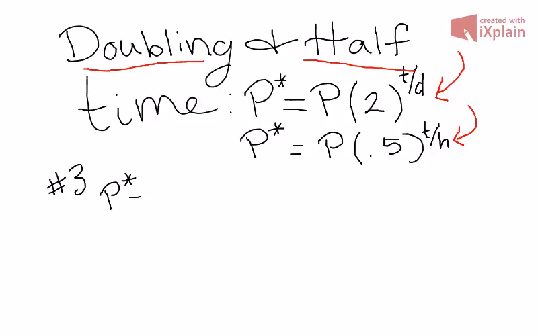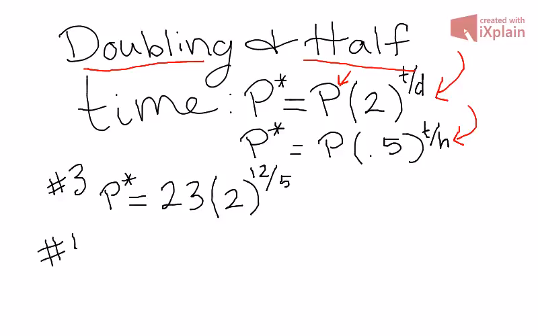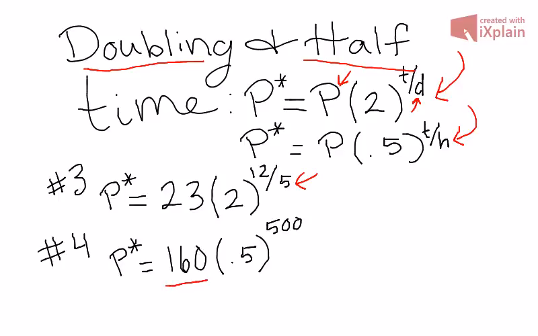So for number 3, it's a doubling time problem. We plug in the initial population, which is 23, and that's what that P represents. And then 12 is the amount of time that is in question. And then 5 is the doubling time. So that's where the 5 comes from there. Now with the next one, 160 was our initial population, and we wanted to know what happened after 500 years, and 63 is our half-life, or our half-time.